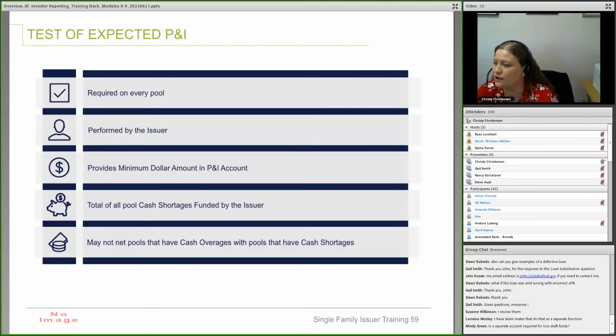So Mindy's question is, is there a separate account for lost draft funds? Actually, no, you do not have to have a separate escrow account for lost draft funds. Those can be commingled with your T&I funds, just with your regular homeowners and tax and insurance account. Okay.